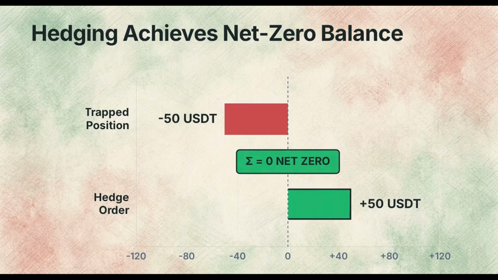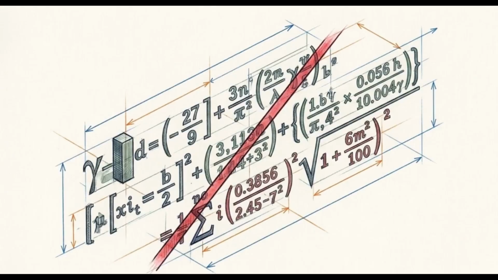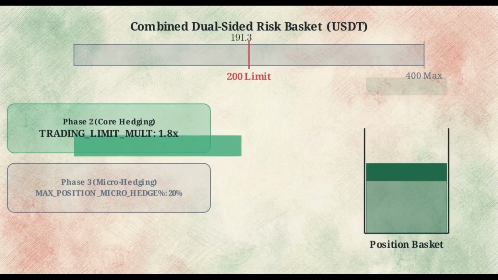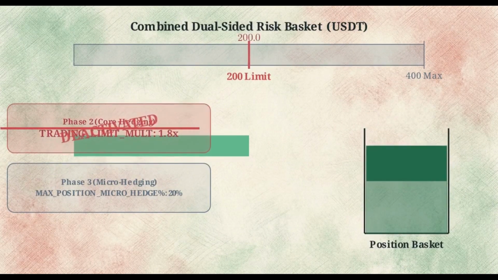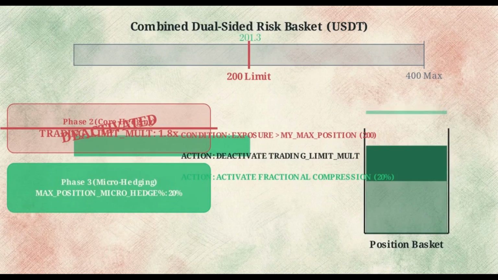Phase 2 transforms an isolated losing position into a balanced equation, using the market's own adverse momentum to force a break-even approach. The My Max Position setting establishes 200 USDT as the critical capital exposure threshold where heavy scaling becomes a danger to equity. Once accumulated basket volume crosses 200 USDT, the aggressive 1.8 times multiplier is permanently deactivated. When accumulated basket exposure crosses 200 USDT, the system executes deactivation of the multiplier and activates max position micro hedge % to inject fractional counterorders.